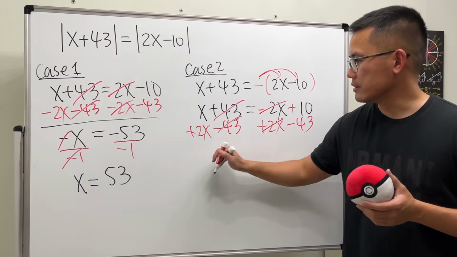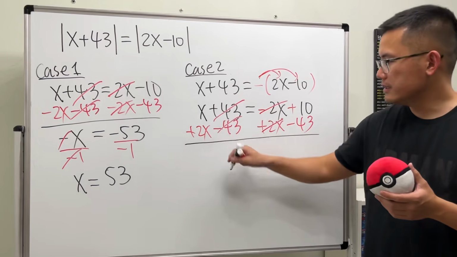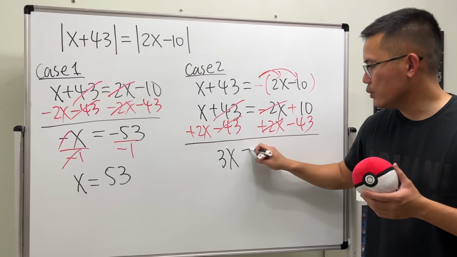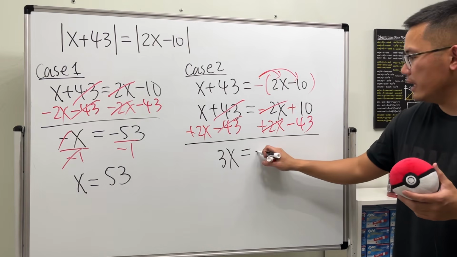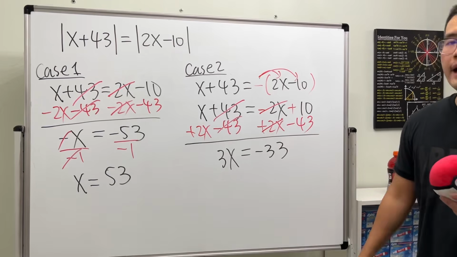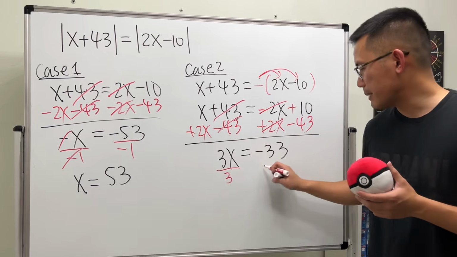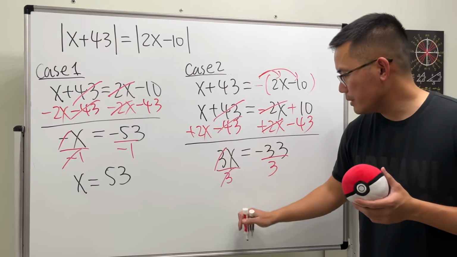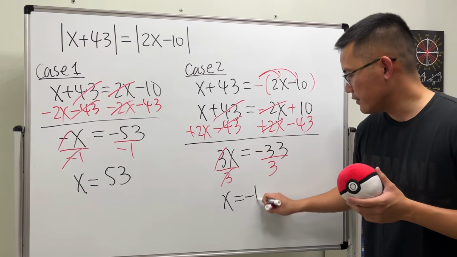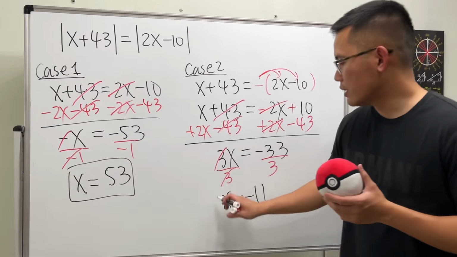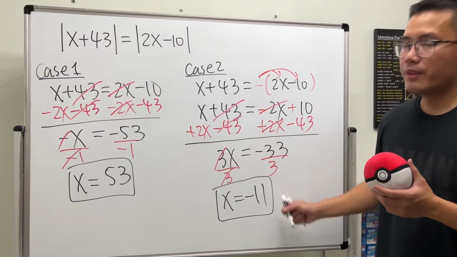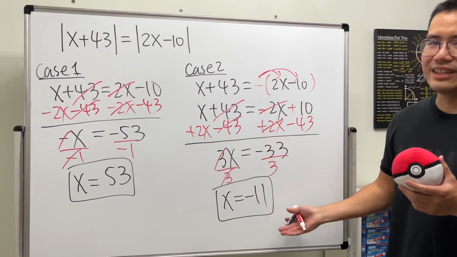Here this and that will cancel, and we will have 3x equal to 10 minus 43, which gives us negative 33. And lastly, we'll just have to divide both sides by 3, and the answer will be x equals negative 11. So we have these 2 answers. Make sure you provide both 53 and negative 11. That's it.